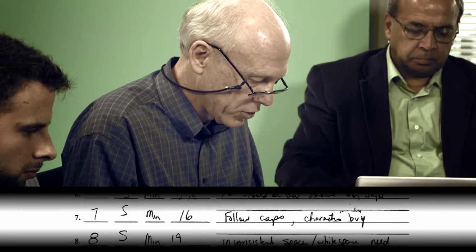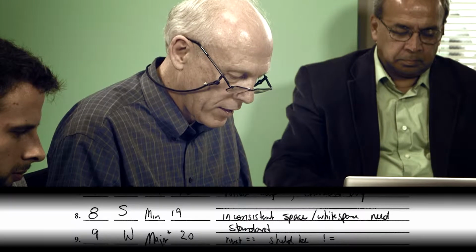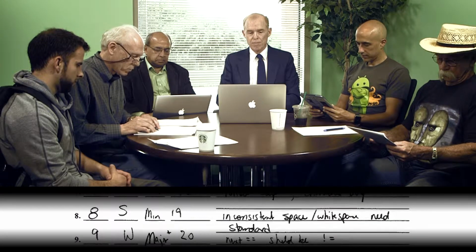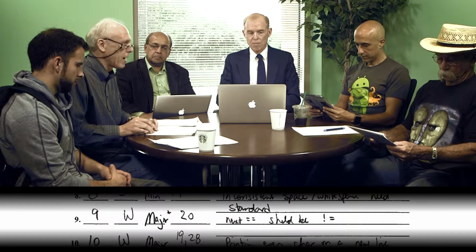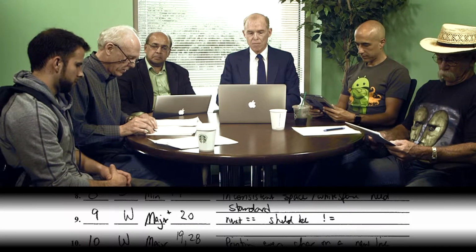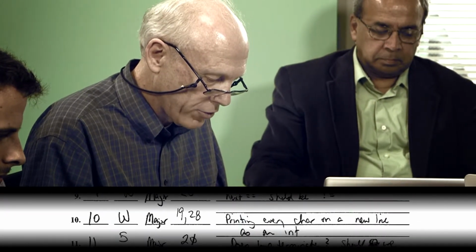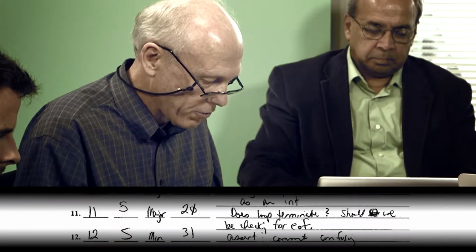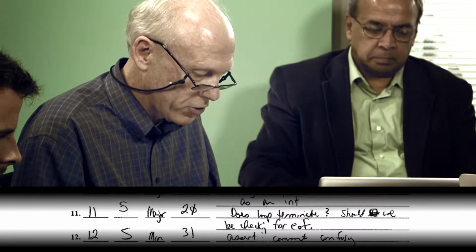And then stylistic, minor, line 19, inconsistent white space around. And then we talked again about needing some kind of coding standard for white space. Then wrong, major plus, on line 20, the equal should be not equal on our loop condition. Then wrong again, major, lines 19 and 28, we're printing every character on a new line as an integer. Then stylistic, major, line 20, we had a question about whether this loop ever even terminates, and we should be checking for some kind of end of file.